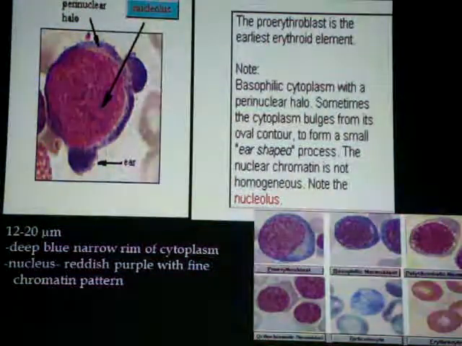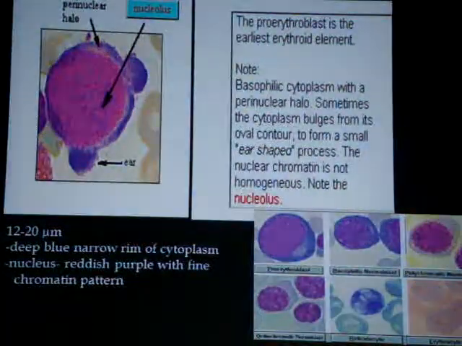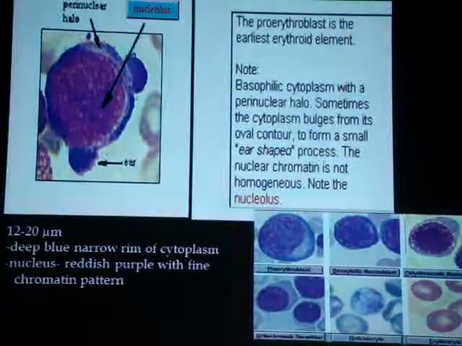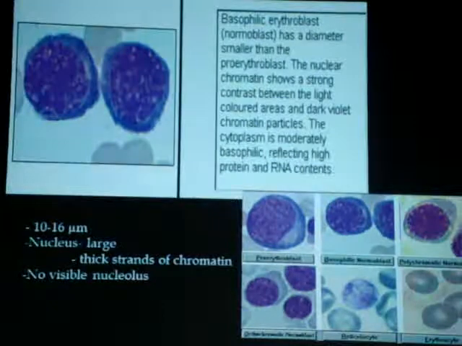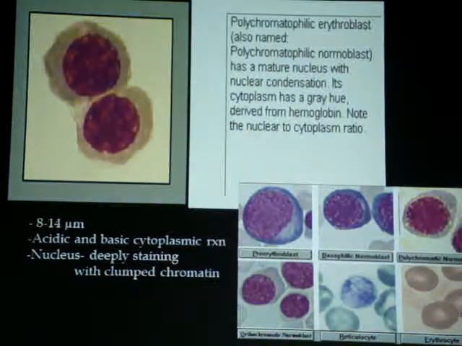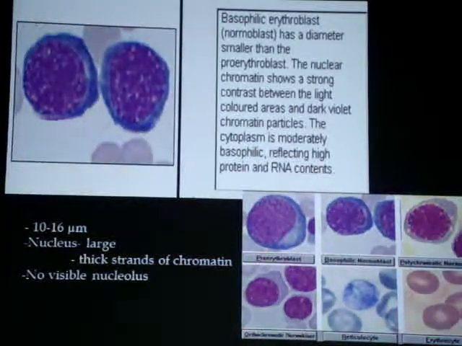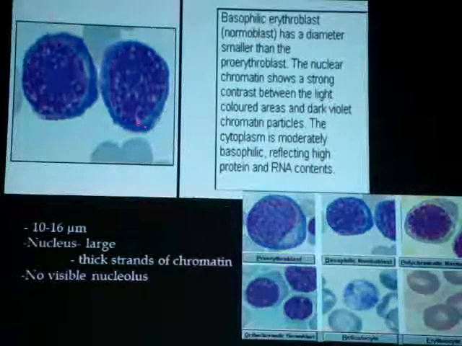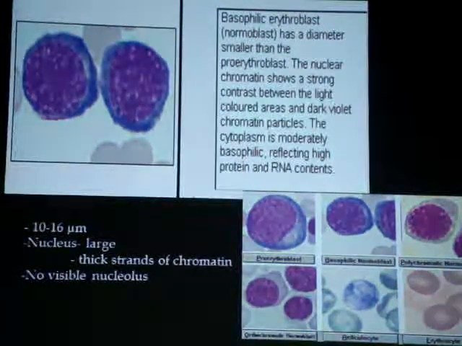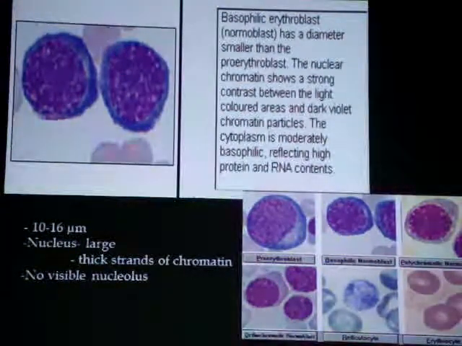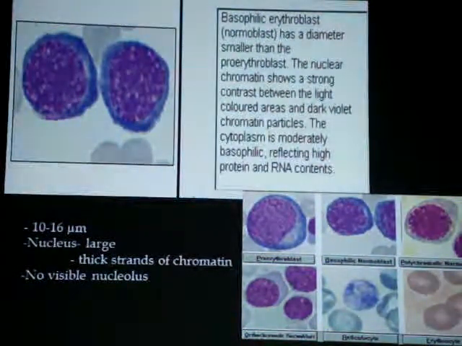Okay, following the proerythroblast is the basophilic normoblast. We have already discussed the identifying feature of this cell. The cytoplasm is intensely blue or violet in color. So that's the name, basophilic.